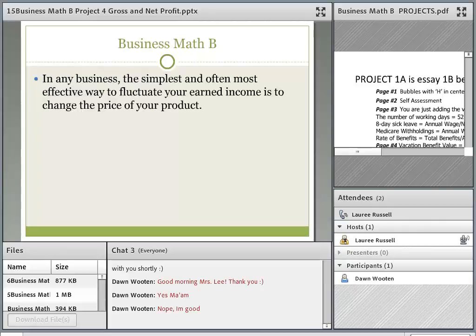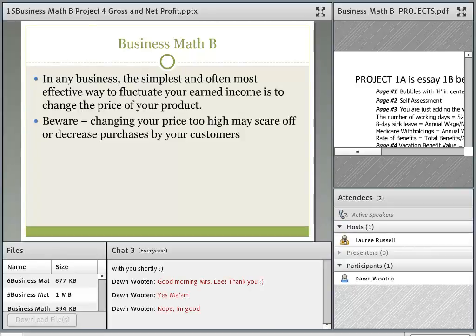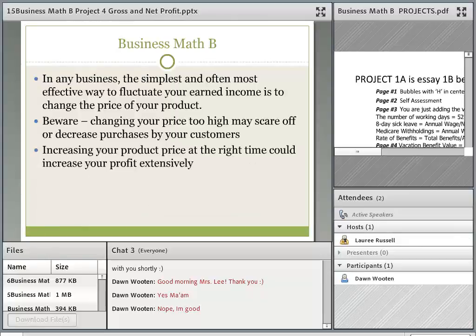So as you know, in any business, the simplest and most effective way to fluctuate your earned income is to change your product price. You need to be careful because if you make your price too high, that might scare off clients and decrease your customers. Increasing your product price at the right time can increase your profit extensively.